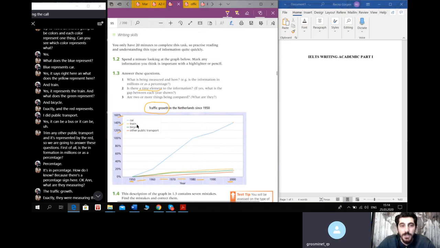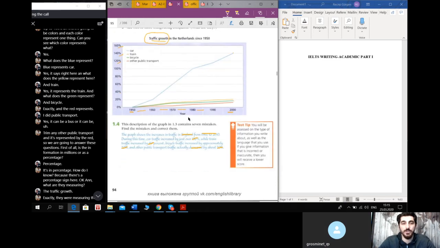There's a car, a train, a bicycle, other public transport. So when you see a graph like this, the first thing you want to do is check what kind of information it gives and check all the details and check what it wants. So reading the headline is quite important because it gives the information of what it's talking about. So please don't just focus on the graph, check everywhere, right? Okay. So let's see what it wants us to do.